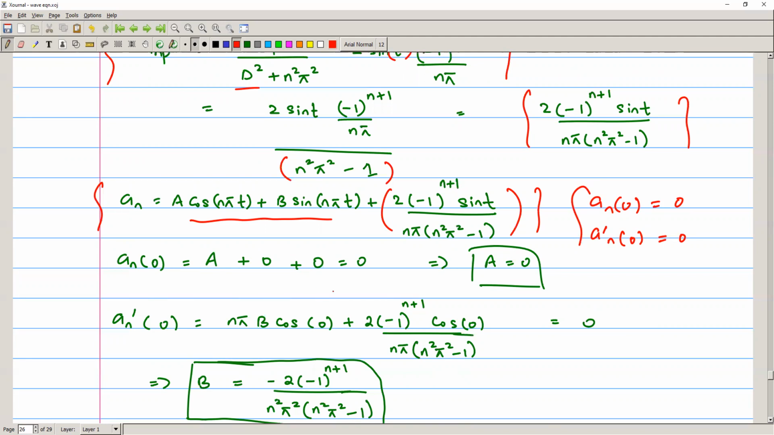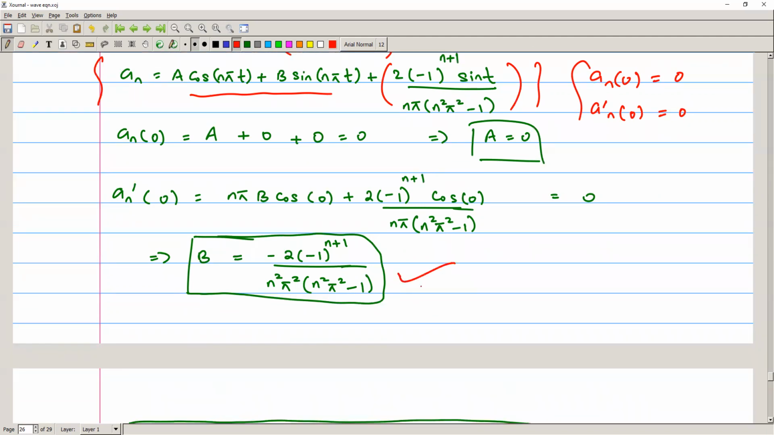So a_n = 0 implies that a = 0, and a_n' of 0 implies that this is n pi b cosine 0 plus 2 times (-1)^(n+1) cosine 0 over n pi times n squared pi squared, that is equal to 0. So from here we can get b.